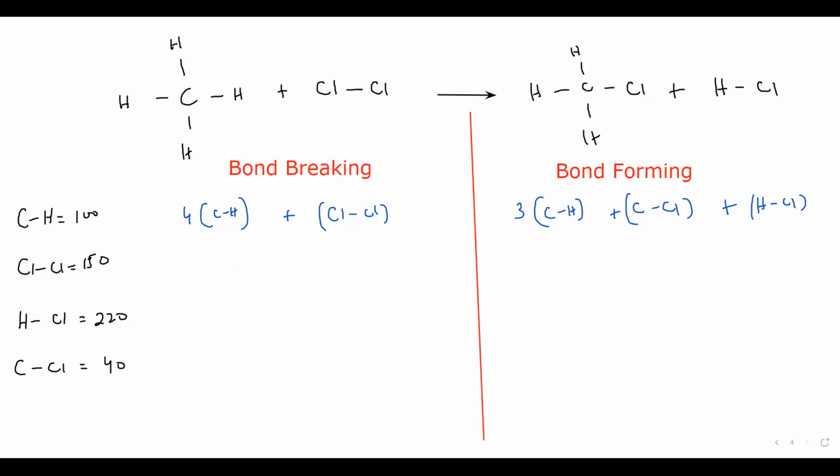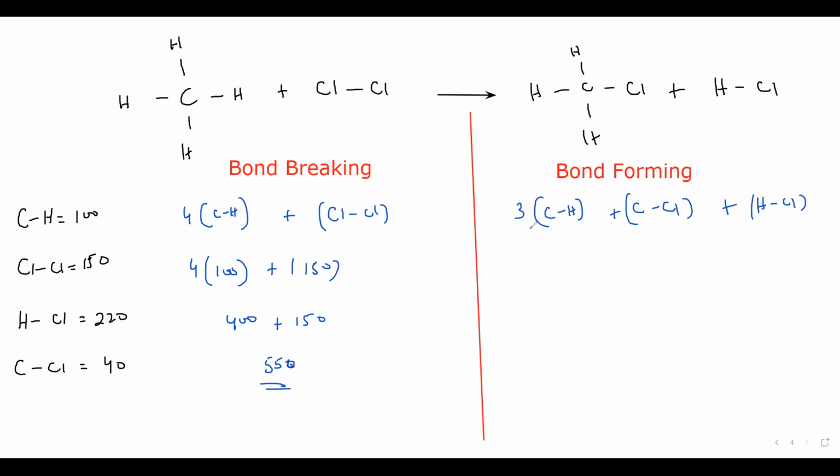Now we write the numbers to calculate the bond breaking and bond forming energy. What is the bond energy for C-H? That is 100. So it will be 4 times 100 plus the Cl-Cl bond energy, which is 150. So 4 multiplied by 100 is 400, plus 150, so this will be 550. The bond breaking energy is 550.